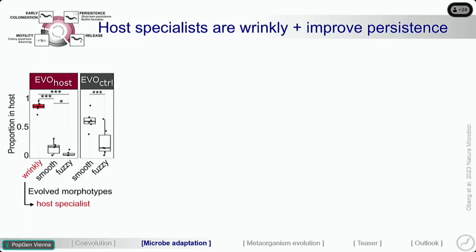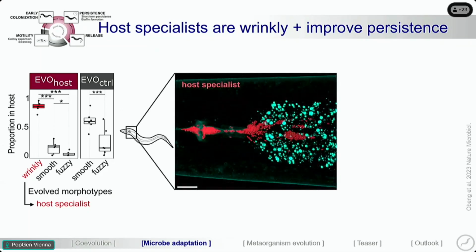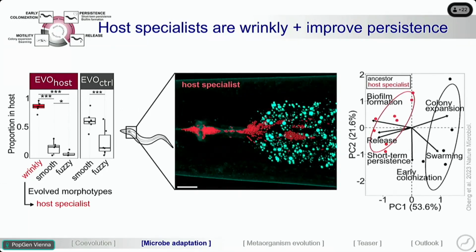So with this and some other data, we concluded that these wrinkly bacteria are the host specialists. They adapted, and they showed to be very well able to colonize the host. And then based on a multivariate PCA analysis, we could show that they are the bacteria that improved short-term persistence in the host and biofilm formation, and also release from the host in comparison to the ancestor.